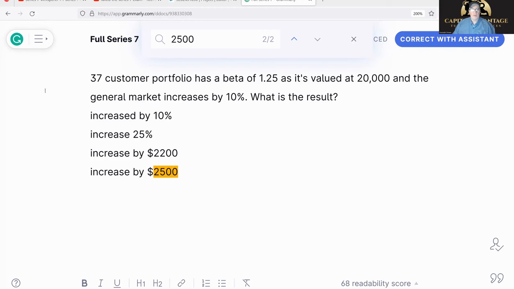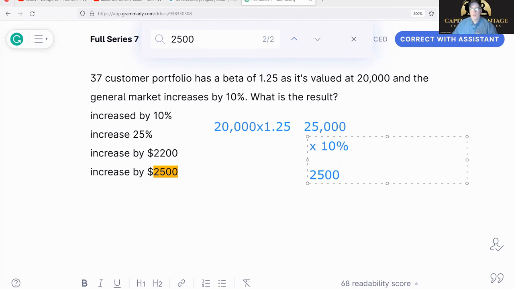What if we did, how about this? 20,000 times 1.25. 20,000 times 1.25 equals 25,000. 25,000 times 10% is 2,500. Wow. Magic. Okay.